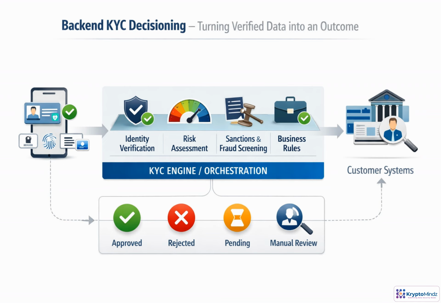Once the wallet has been verified, that's just the starting point. The verified attributes are pushed into a KYC orchestration layer which chains together identity verification, risk scoring, sanctions and fraud checks, and your own business rules. Those services collectively determine the outcome: approve, reject, ask for more data, or send the case to a human. Finally, that decision updates downstream systems like CRM, customer profiles, or core banking.